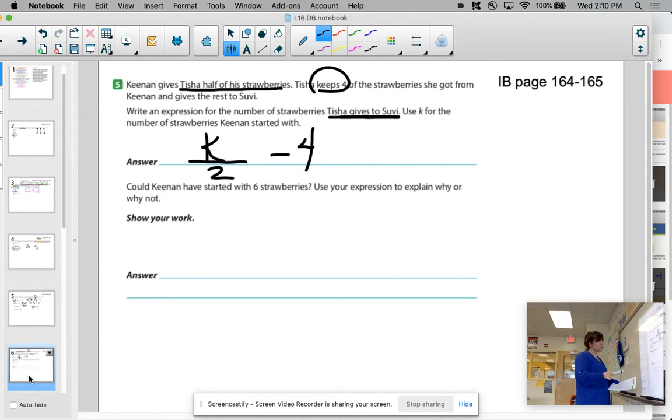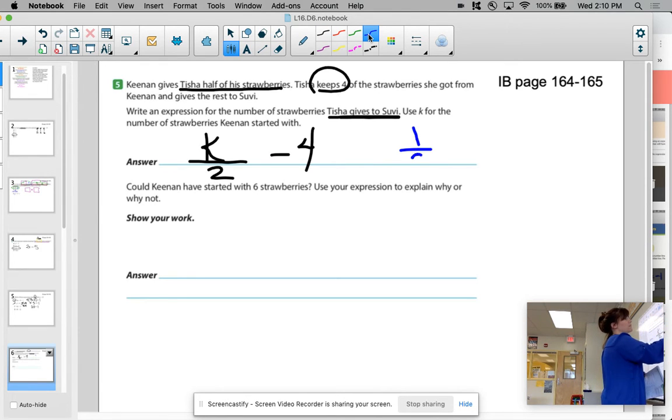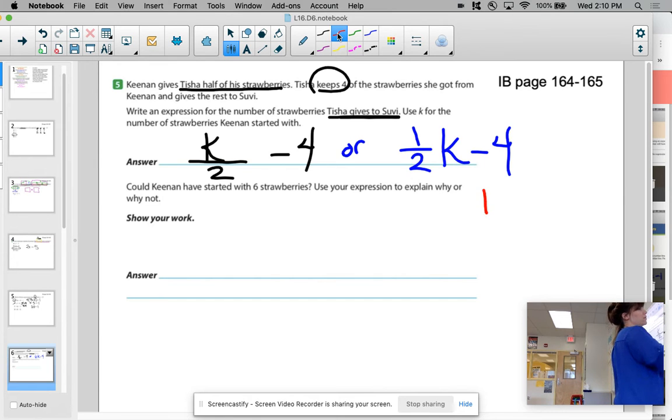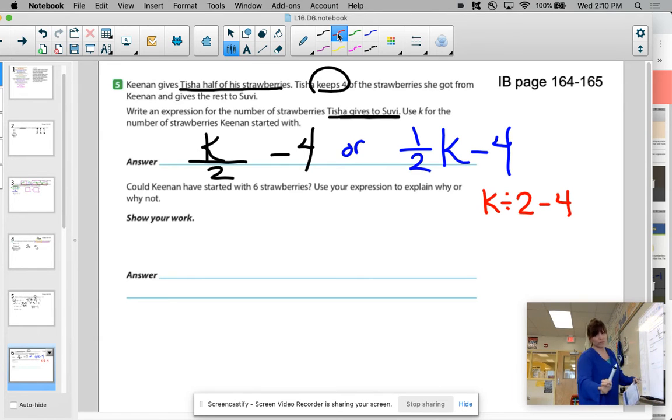So we could rewrite it. I'm going to switch here. Instead of dividing by 2, we could multiply the total by half. Remember, multiplying by 1/2 is the same as dividing by 2, and then subtract 4. These 2 expressions would be either one. You could technically write it a third way if you like the horizontal way of doing that division, dividing by 2 and then subtracting 4, if you really wanted to go there.